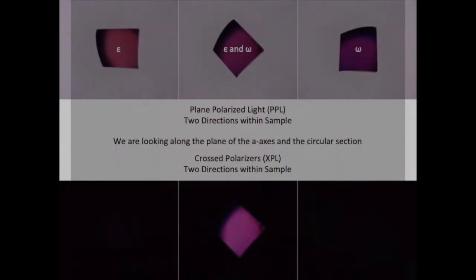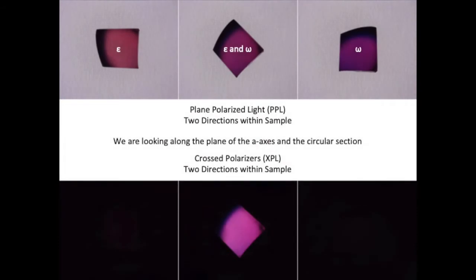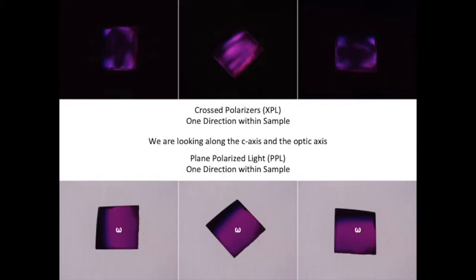So now that we've looked through all the different directions we can, let's summarize our findings. We essentially have two views through the crystal that are looking along the plane of the a-axis and the circular section perpendicular to our optic axis. These exhibit pleochroism in plane polarized light and exhibit the extinction and transmission of light under cross polarizers. There's one view through our crystal that is looking along the c-axis and optic axis. This view does not exhibit pleochroism in plane polarized light, and exhibits mostly extinction under cross-polarized light. It's behaving a little strangely, due to its synthetic origin and some residual stress in the material.